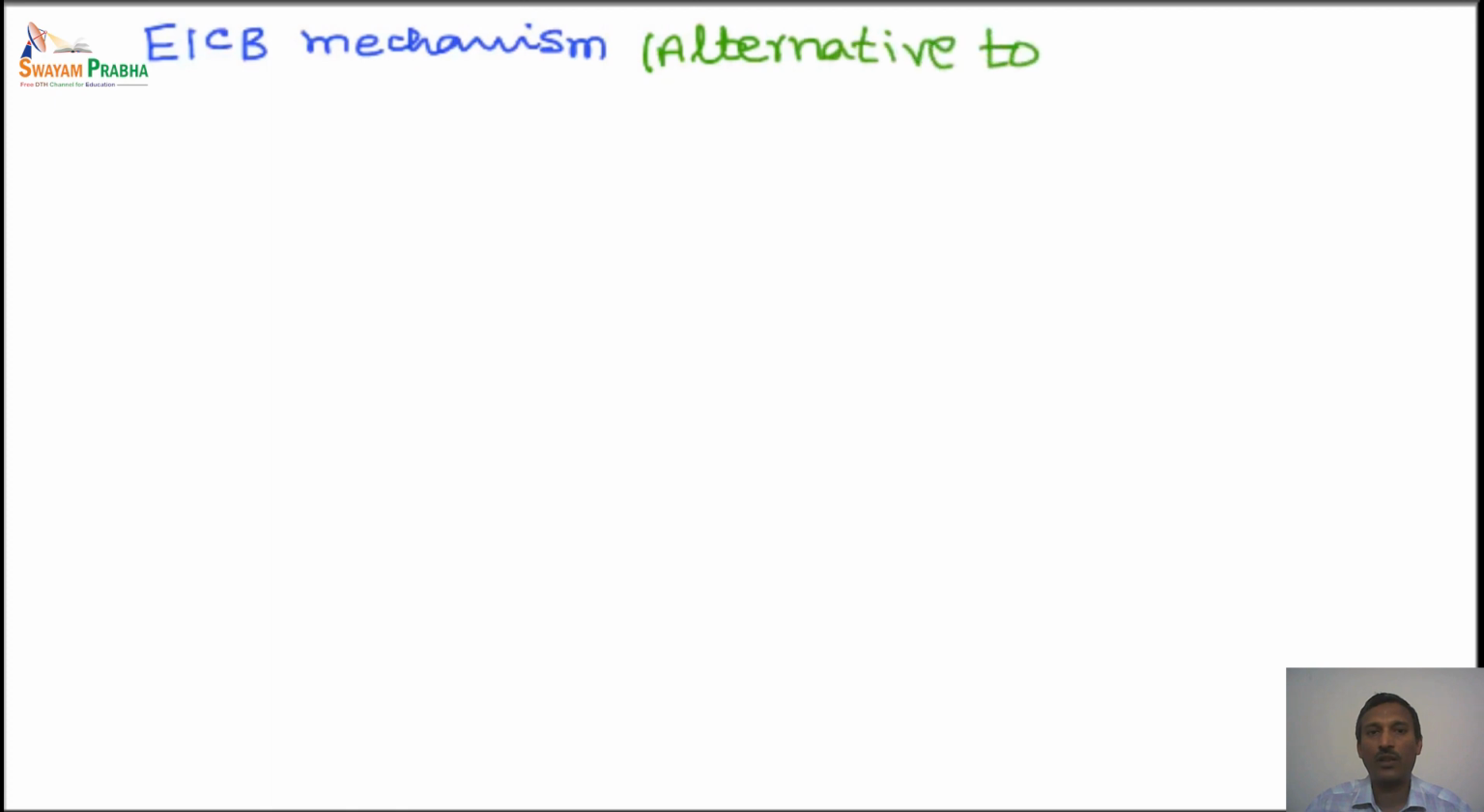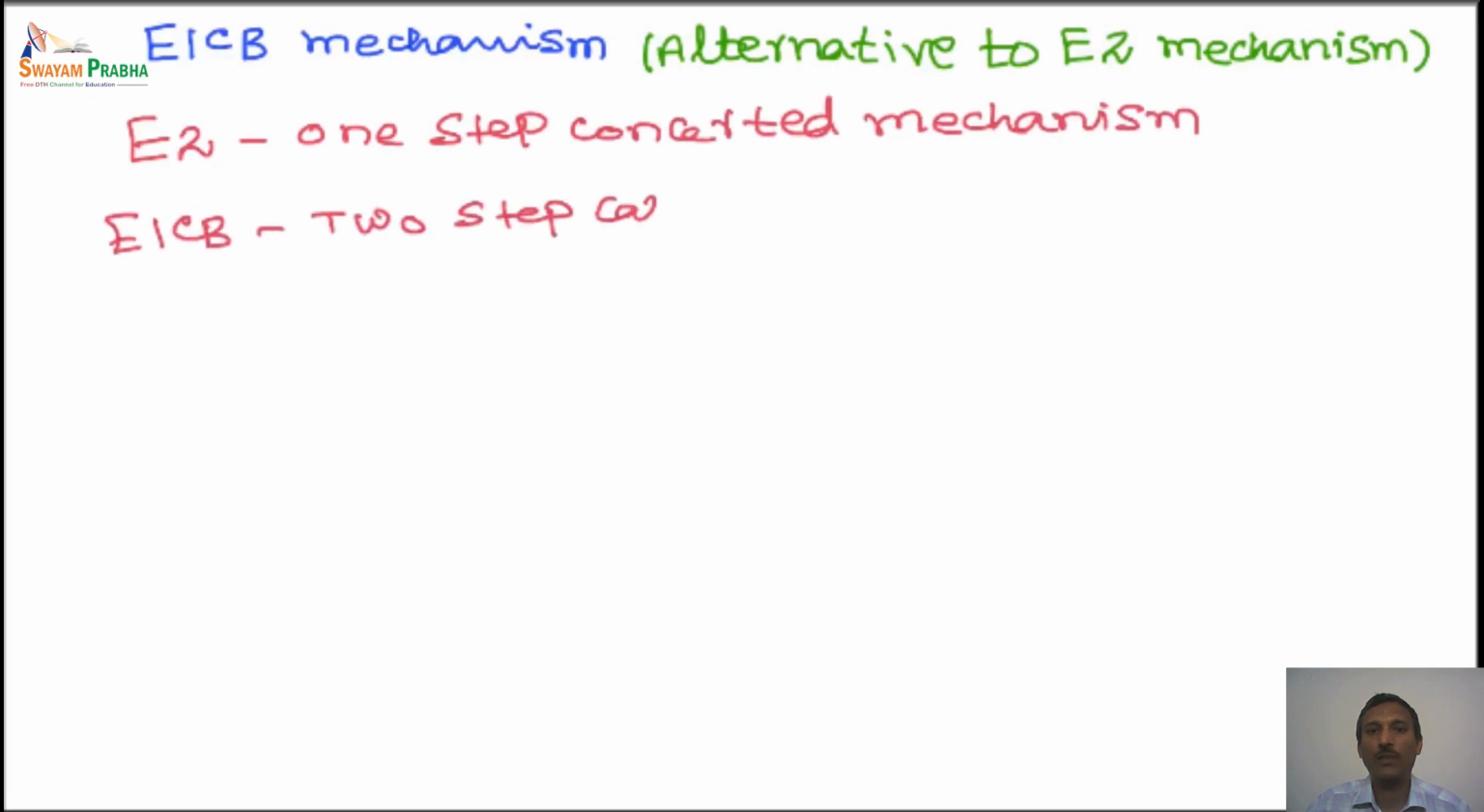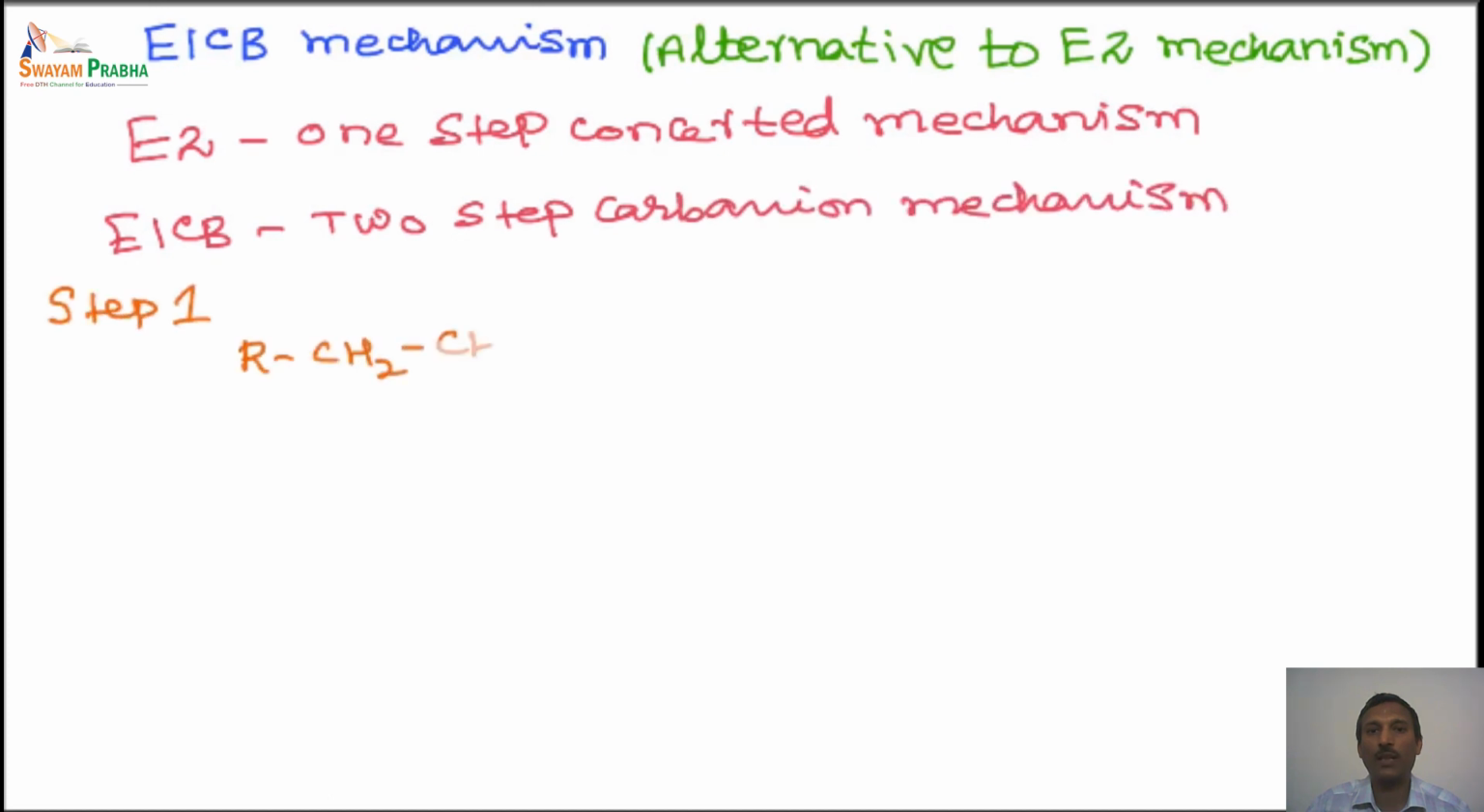Let us look at another reaction mechanism, which is the E1CB mechanism. This is an alternative to the E2 mechanism. In E2, it is a concerted or single step mechanism, whereas E1CB is a two-step carbanion mechanism. We have mentioned this earlier also.